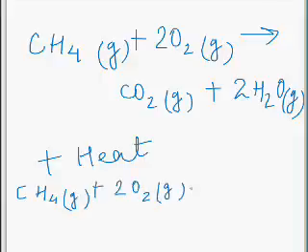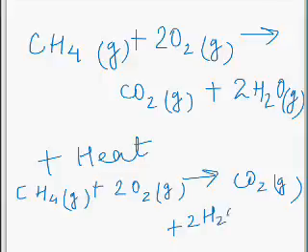So the above equation can finally be written like this: CH4 (g) plus 2 O2 (g) gives CO2 (g) plus 2 H2O (g) plus heat, because this is an exothermic reaction. A lot of heat is produced in an exothermic reaction. So this equation gives the physical states of reactants and products as well as the heat changes taking place in this reaction. So this is a more informative equation.